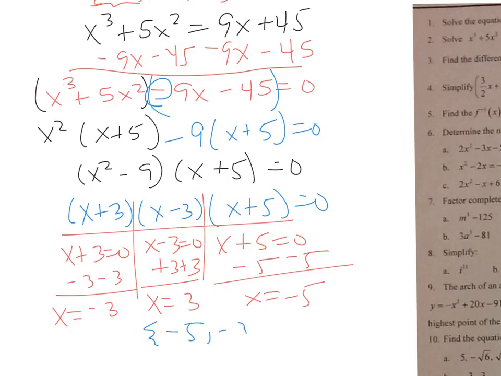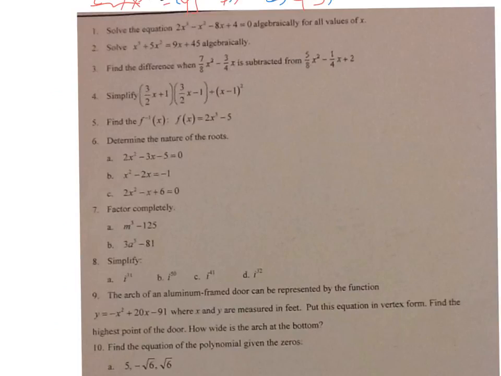So those are my roots: negative 5, negative 3, and 3. Yes, that is a 3 there. Negative 3 and 3, those are my roots. Those are my zeros.